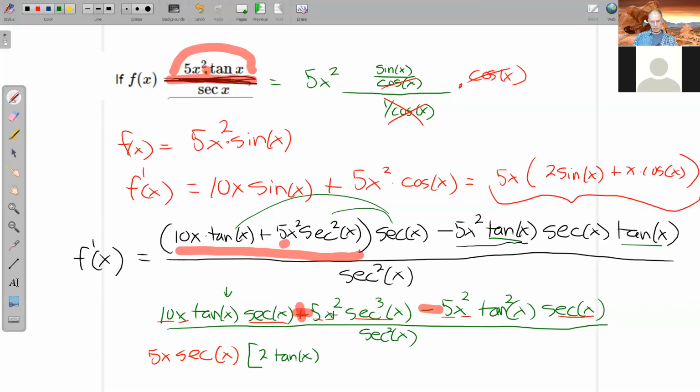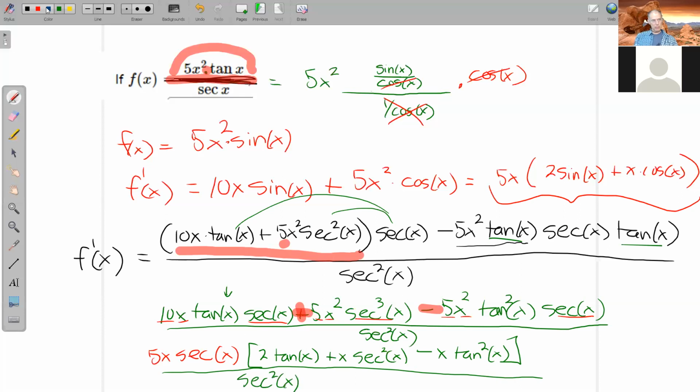Second one, I took the 5, I took an x, so there's an x. I took one of the secants, so there's a secant squared. And then that's it. Over here, I took a 5, I took an x, so minus x. I took the secant and I get a tangent squared. Ooh, I see something beautiful. All over secant squared.